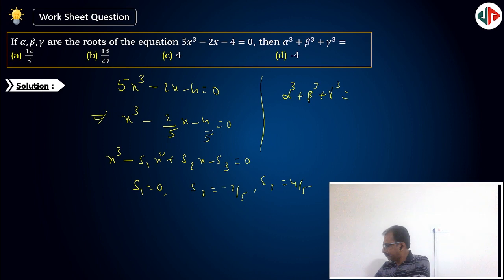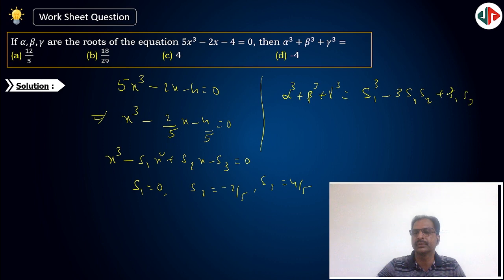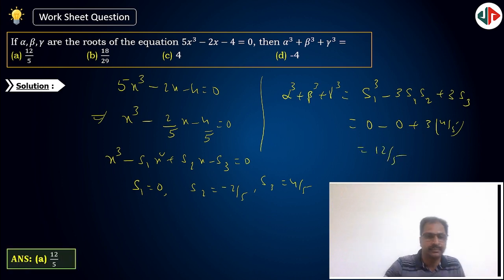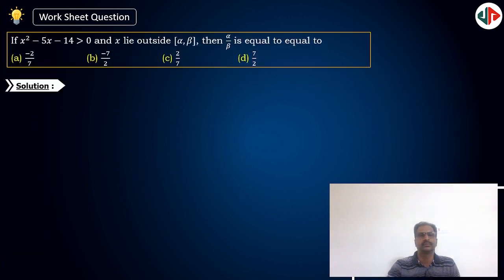And the question is finding alpha cube plus beta cube plus gamma cube. For that the formula is s1 cube minus 3 s1 s2 plus 3 s3. Now substitute s1 s2 s3 values there. S1 cube is 0, minus 3 s1 s2 is 0, plus 3 into 4 by 5. So answer is 12 by 5, option A. Next.